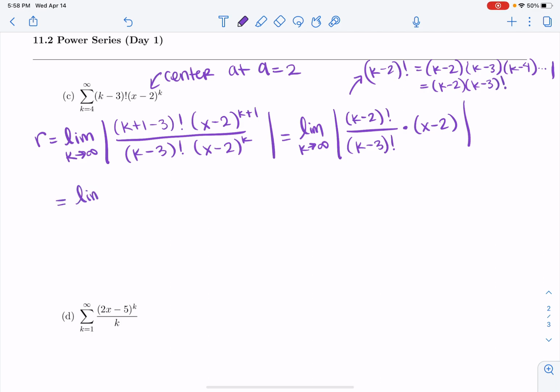So if I rewrite my ratio, I'm going to pull the absolute value of x minus 2 outside, and then I have the limit as k approaches infinity. Remember, I can pull the x minus 2 out because it doesn't depend on k, so it's fine that it comes out. And then inside my limit, I have k minus 2 factorial divided by k minus 3 factorial, and as I showed up above, that just is equal to k minus 2. All right, so what is infinity minus 2? It's still infinity. So this is equal to infinity.